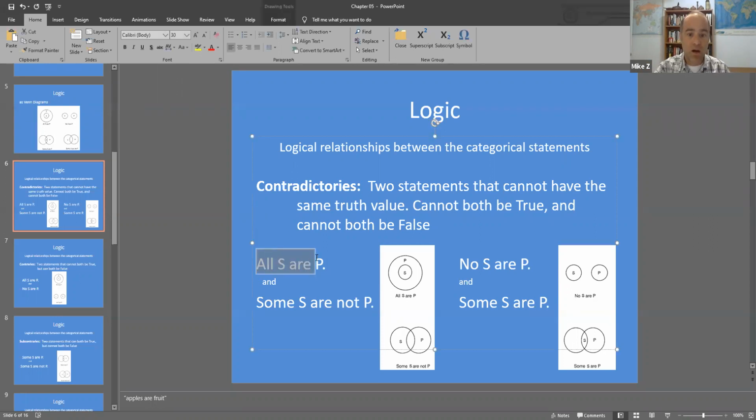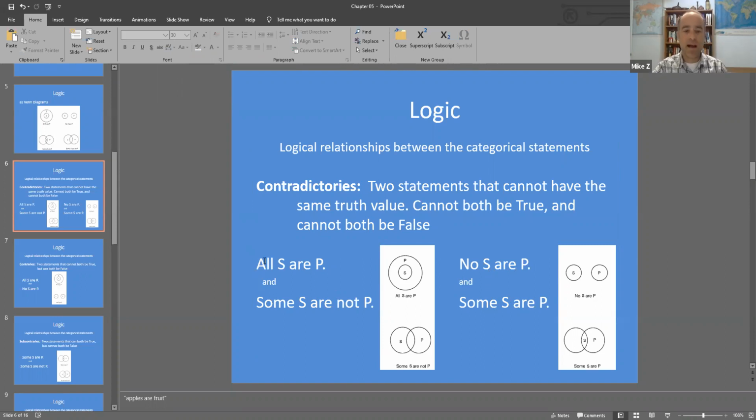"All S's are P" and "some S's are not P" are contradictories. They can't have the same truth value. Same thing with "no S's are P" and "some S's are P." They can't both be true and they can't both be false. So if one is true, then the other must be false, and vice versa: if one is false, then the other must be true.